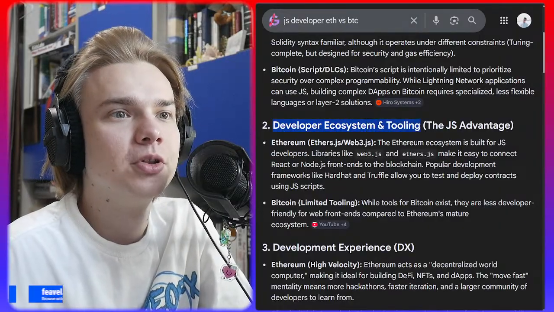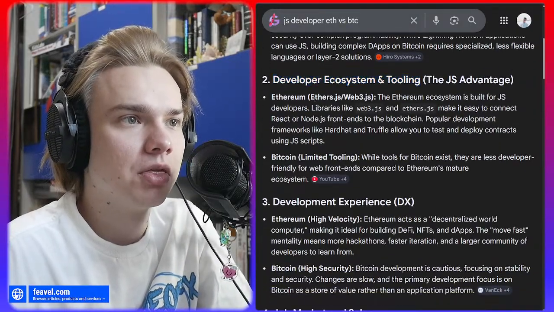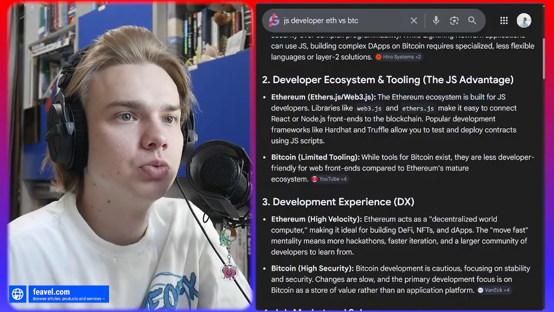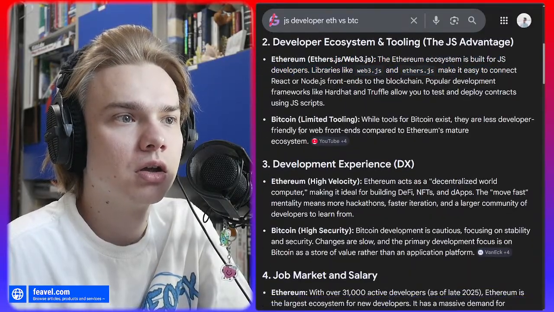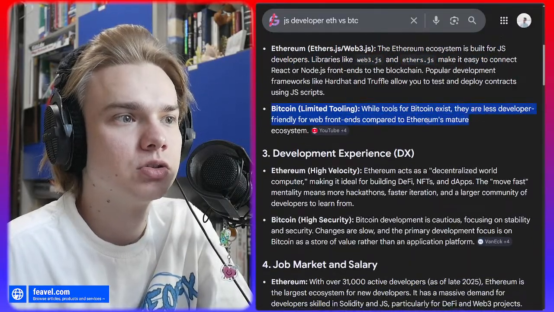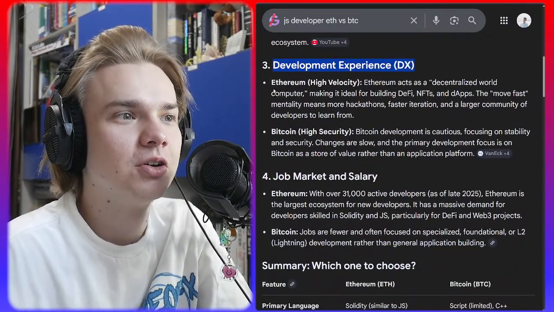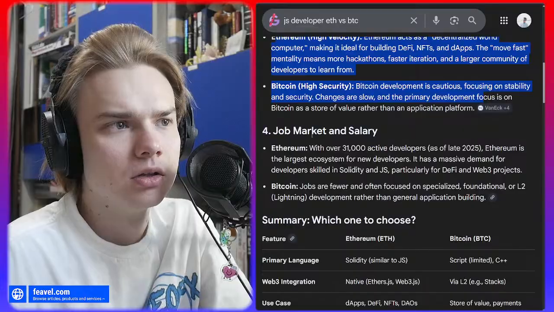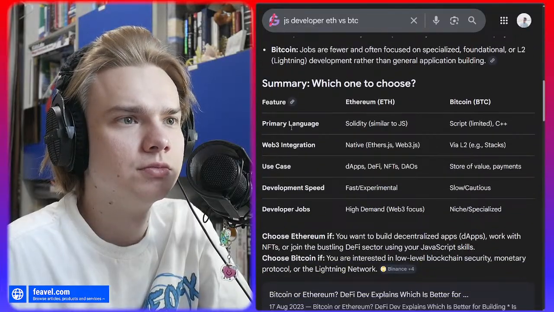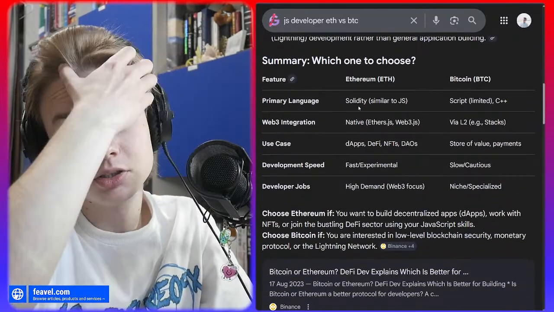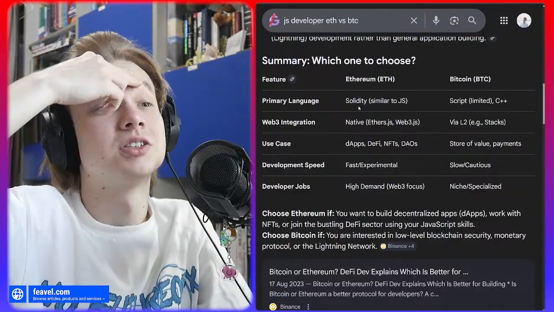Developer ecosystem and tooling, the JS advantage. Ethereum Web3 is built around this and that. Okay, you got React. Okay, that's really not good. Okay, development experience. Makes no sense. Solidity, similar to JS.